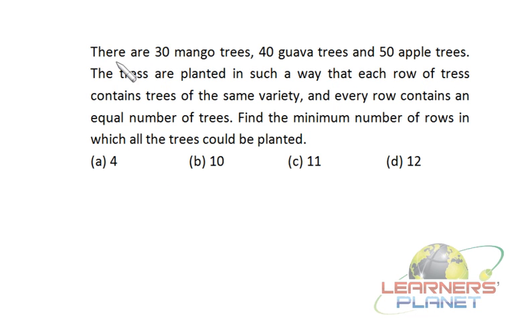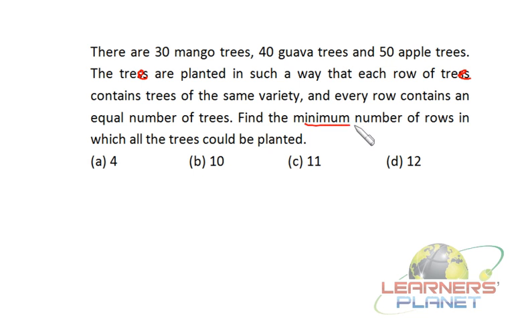Now let's see this problem. There are 30 mango trees, 40 guava trees and 50 apple trees. The trees are planted in such a way that each row of trees contains trees of the same variety, and every row contains an equal number of trees. Find the minimum number of rows in which all the trees could be planted.